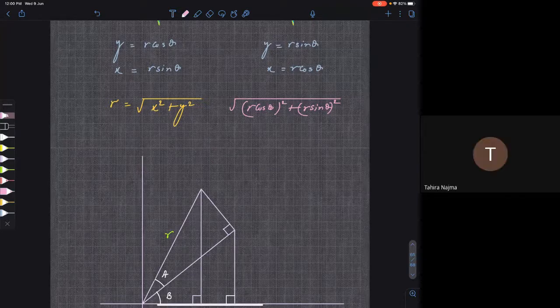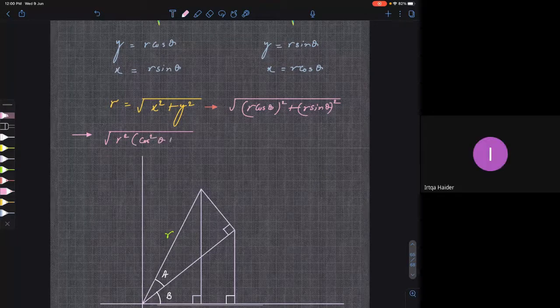Okay. Yes, sir. Now tell me, what will be common here? Sir, R square. R square will be common first inside the root. So R square will be common, and what will be remaining? Cos square theta plus sin square theta.